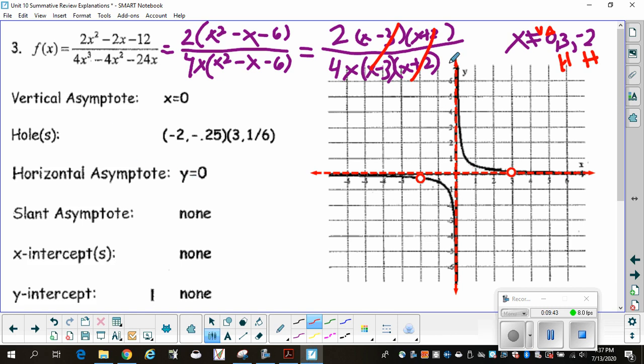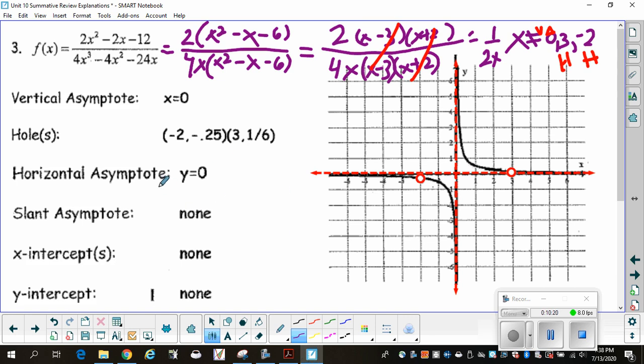So x equals 0 is my vertical asymptote. My holes at -2 and 3, I'm going to have 2 over 4, or this simplified up here to 1 over 2x. So when I put in a -2, I'm going to get -1/4 or -0.25. So it's, whoops, it's right here. And then when I put a 3 in, it's going to be 1/6, 3 and 1/6. So it's again right here, just very close.